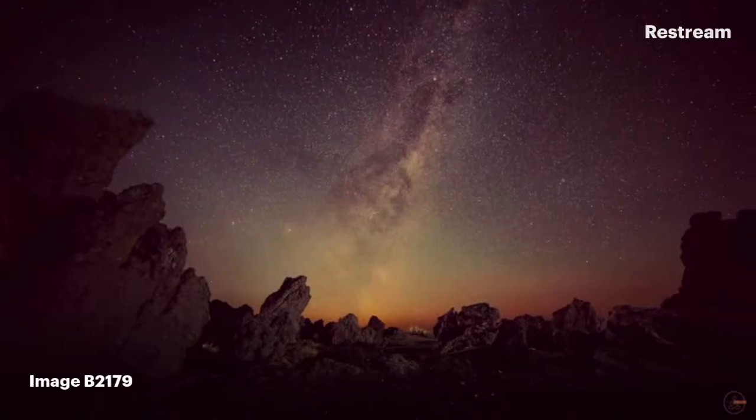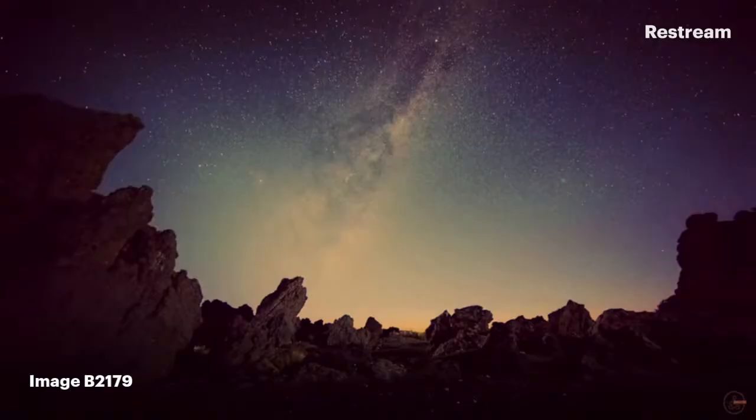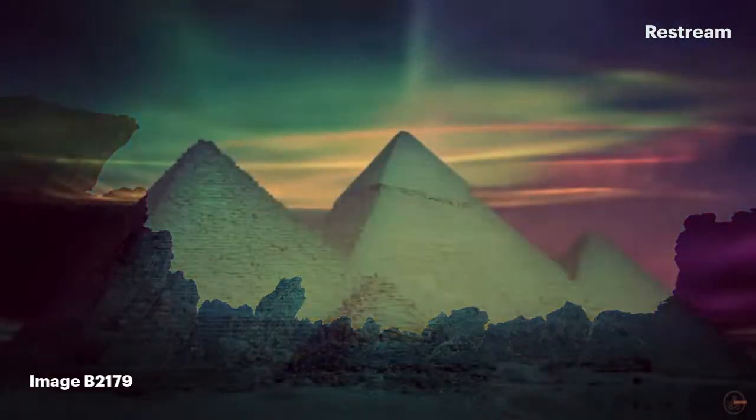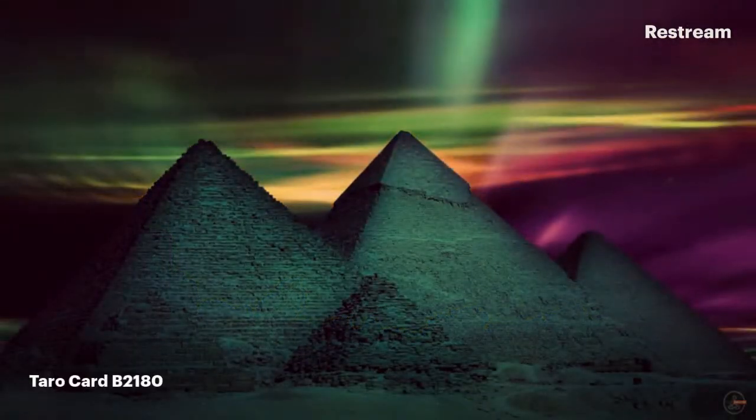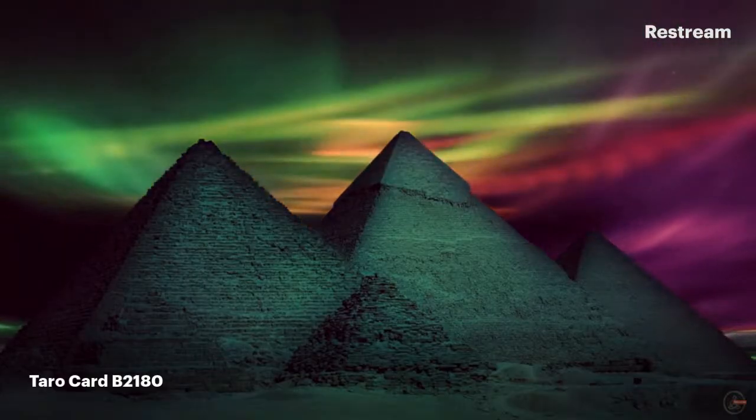All right, so up next is tarot card B2180. Again, write the number down 3 times. Put a small symbol or gesture beside it. Close your eyes, clear your mind, and tell me what you see.